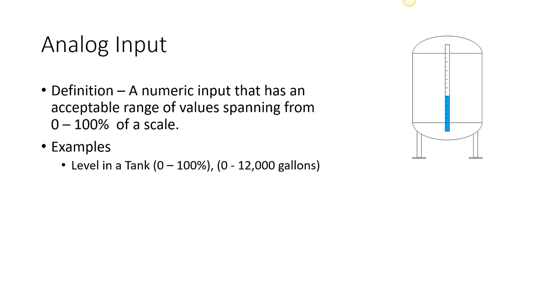But we can also quantify how much water is in the tank. Where if we just had a low-level switch or a high-level switch, we wouldn't know how much water is in the tank. We would just know that we're not in alarm in either one of those two states.